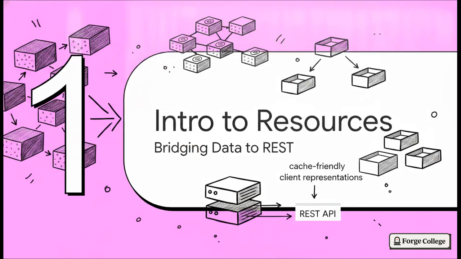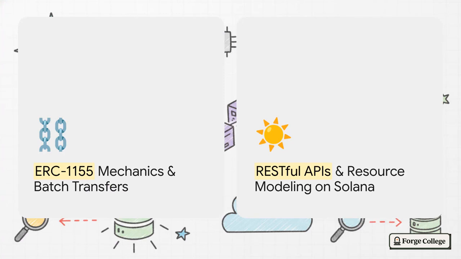Let's kick things off with Section 1, Intro to Resource Modeling, Bridging On-Chain Data to REST. So, if you've been tracking with us in our Web 2 integration track, you know we literally just wrapped up our last lesson on Ethereum's ERC 1155 mechanics and batch transfers. Well, go ahead and pack your bags because we are making a massive change-up today. We're leaving Ethereum in the rearview mirror and diving headfirst into the read-mostly nuances of Solana.